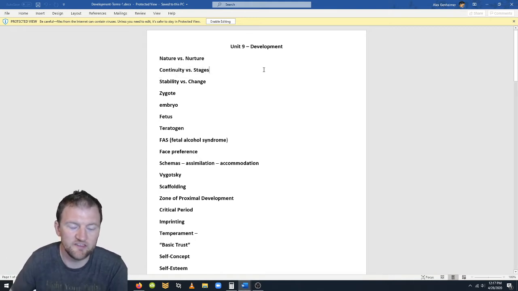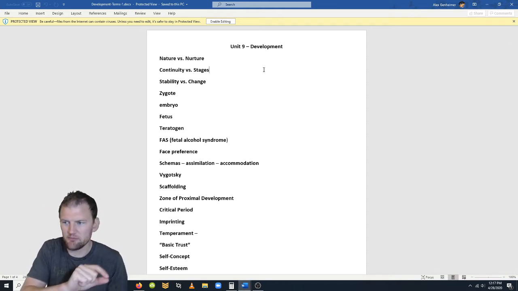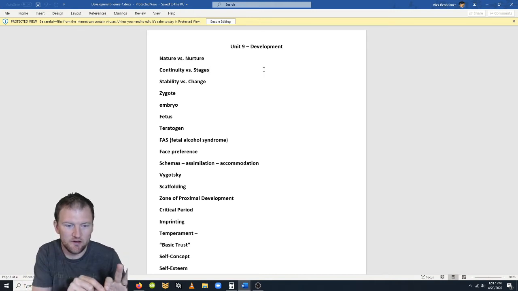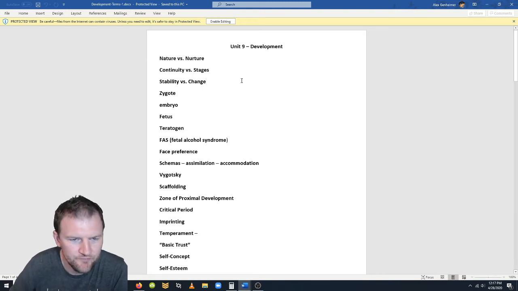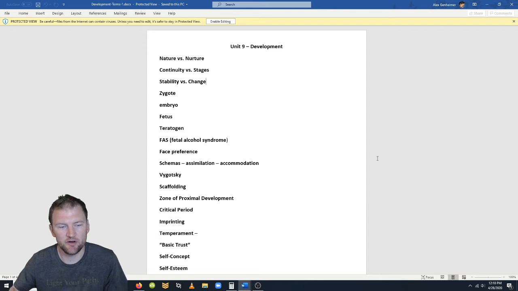Continuity versus stages is another debate about when we develop, how much of that happens on a smooth continuum? Do we just gradually get better at motor skills over life, or are there distinct stages where you do a huge improvement on motor skills in a short amount of time, and then a huge improvement on language over a short amount of time? And it probably depends on what you're talking about between those two.